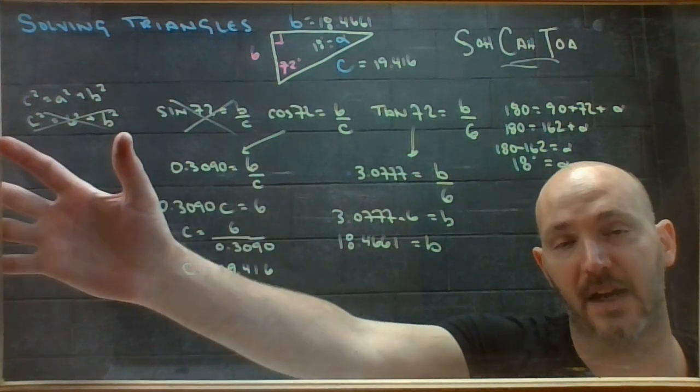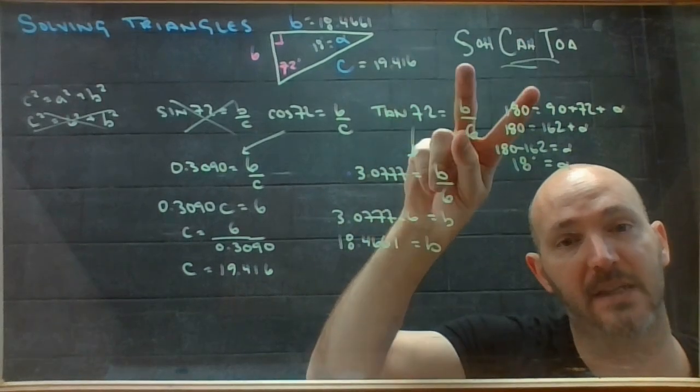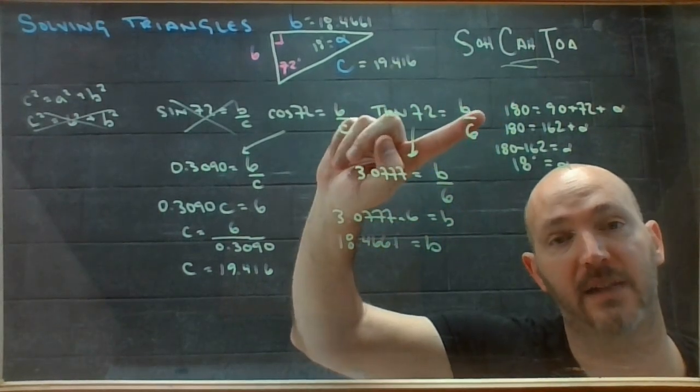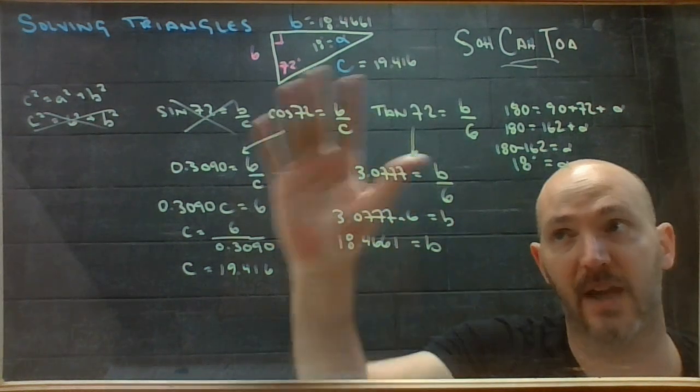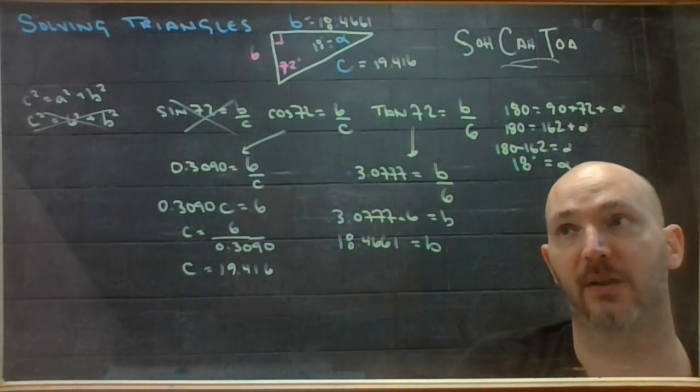So between Pythagorean theorem, the 3 pieces of SOHCAHTOA, and the fact that all angles in a triangle have to add to 180 will allow you to solve everything about every right angle triangle you ever come across.